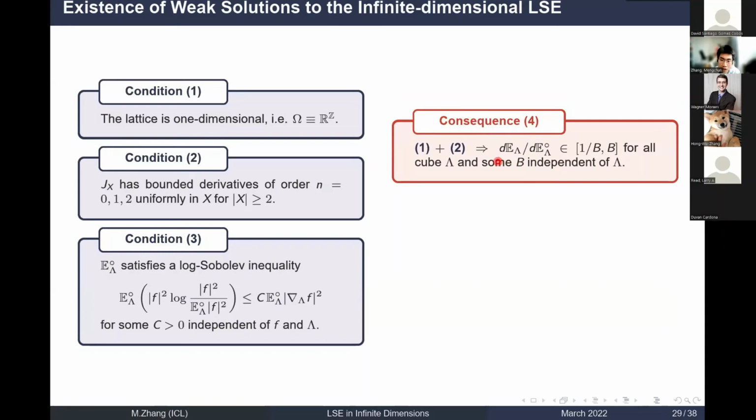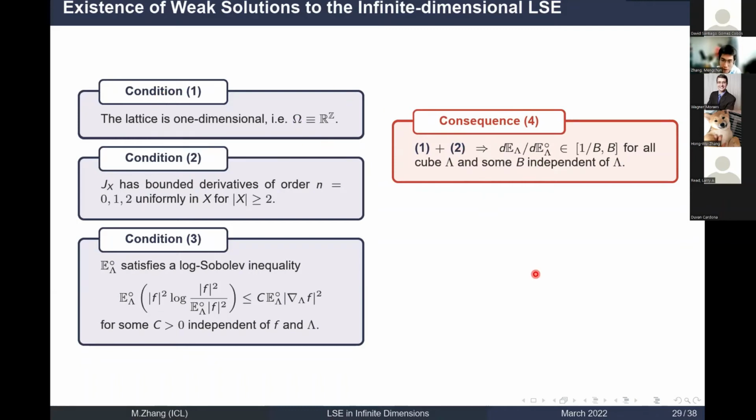Recall that E lambda is the local distribution with the boundary condition outside lambda, while E lambda circle is the distribution strictly inside lambda. And by 1 and 2, one can prove that the ratio of the densities is bounded. And now I will explain why we need a one-dimensional lattice.